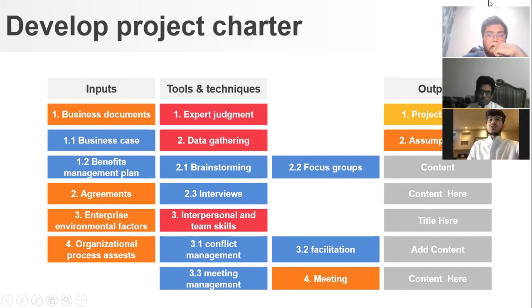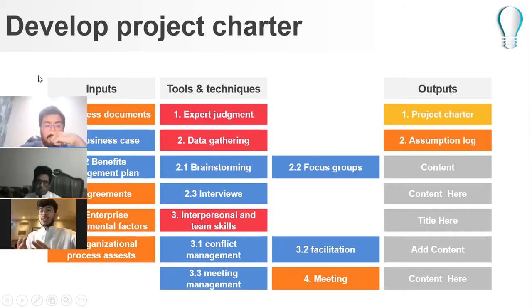About the tools and techniques, we should have expert judgment and data gathering. In data gathering, we use three things: brainstorming, interviews, and focus groups to collect the data. And three, we should have interpersonal and team skills. We have three things about this: conflict management, meeting management, and facilitation. And four, we have meetings. Next, Sameer.